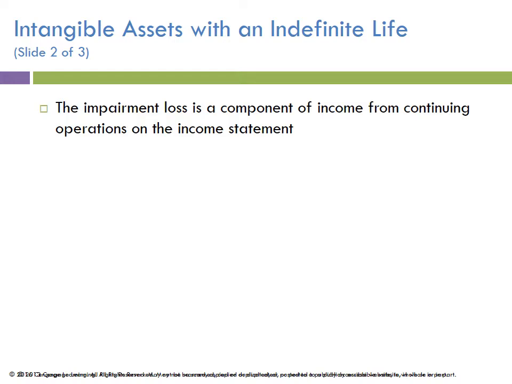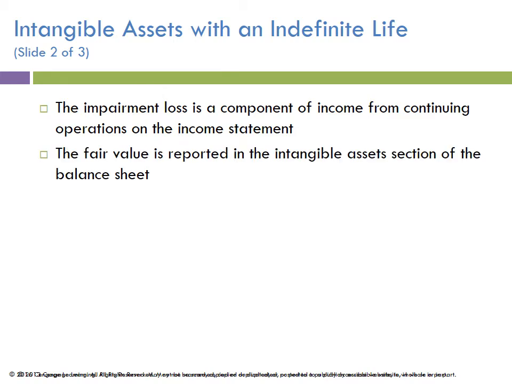Next, the impairment loss is a component of income from continuing operations on the income statement, no matter what, if it's a finite life or an indefinite life asset. So when you have an impairment loss, you record it as other gains and losses before discontinued operations, so in the continuing operations section on the income statement. And then the new fair value, which is lower than the cost, is what is reported on the balance sheet for that intangible asset.